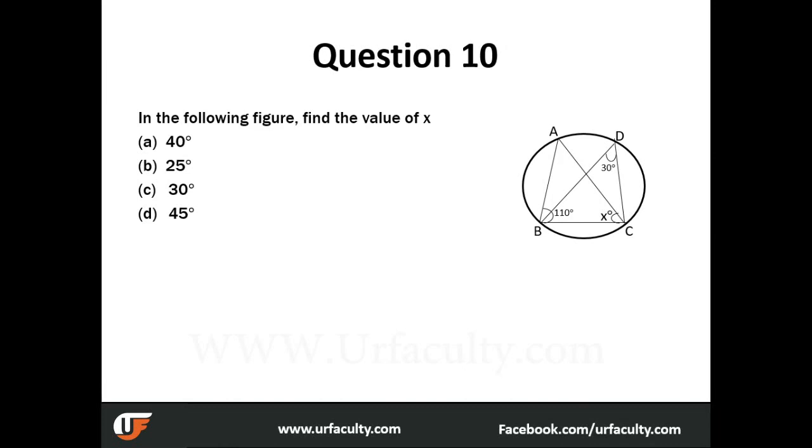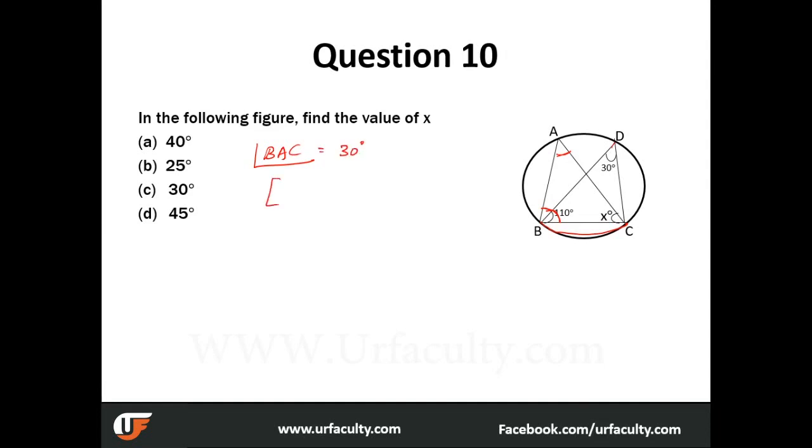Find the value of x from this figure. What are we given? We have been told that this angle ABC is 110 and angle BDC is 30 degrees. Now this is the arc, and this angle forms 30 degrees at the circumference of the circle. So what will be the angle BAC? Angle BAC is equal to 30 degrees.